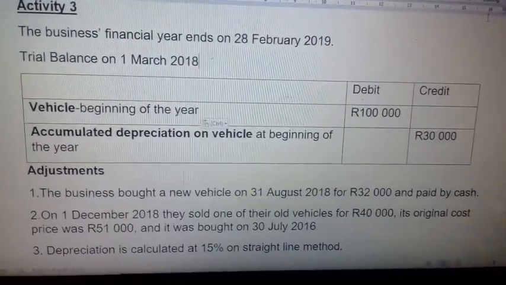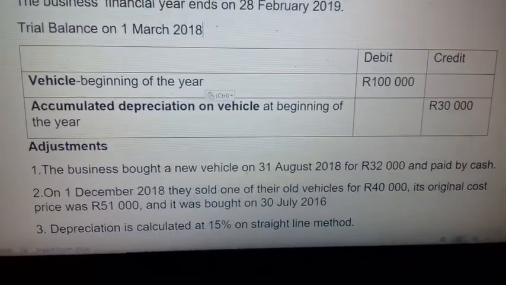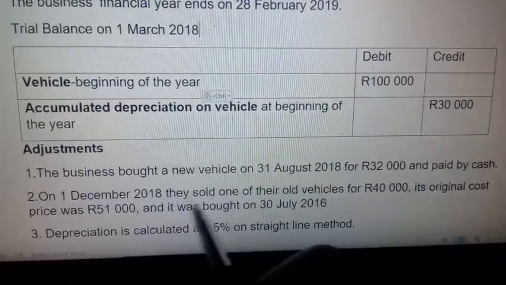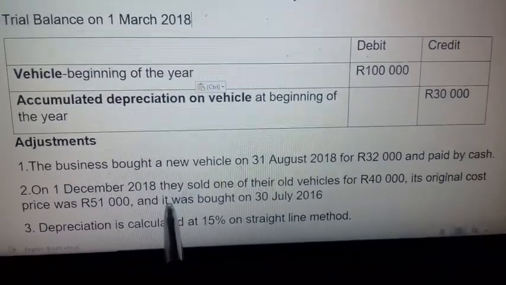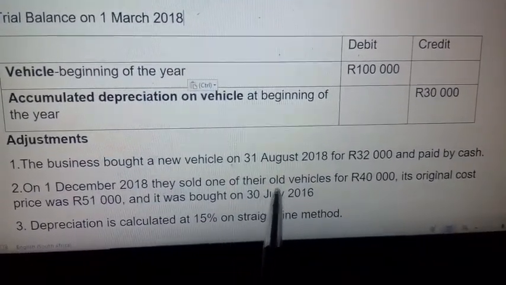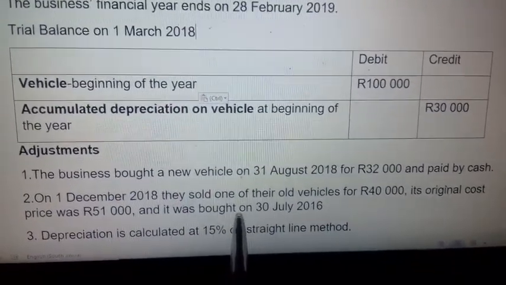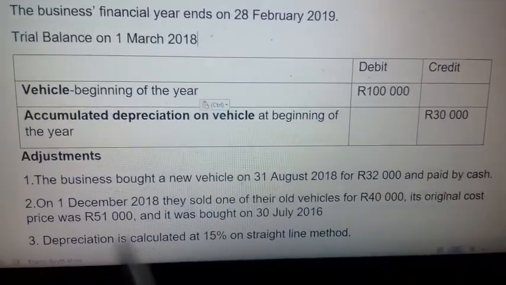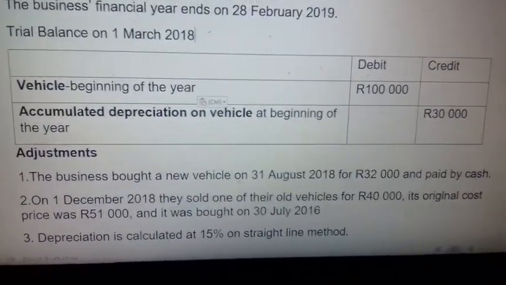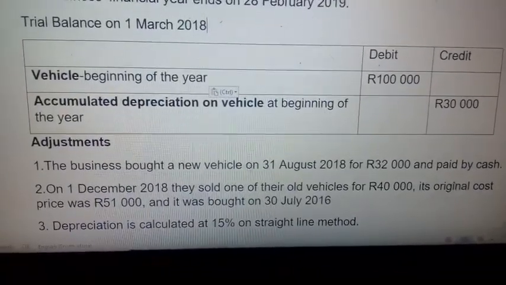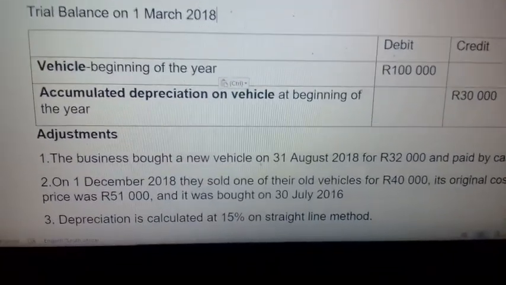Please, today we are covering the principle of depreciation from the date of purchase to the date of sale. The minute they give you the statement that it was bought on 30 July 2016, they're referring to the sold asset. It means you have to calculate depreciation from the date it was purchased until when? Until the current financial year. That's what we call depreciation from the date of purchase until the date of sale. So we're going to prepare the vehicle ledger account, the accumulated depreciation ledger account, and also the asset disposal account.